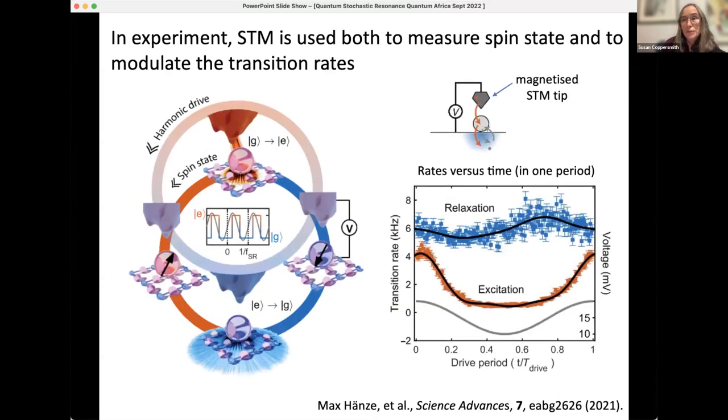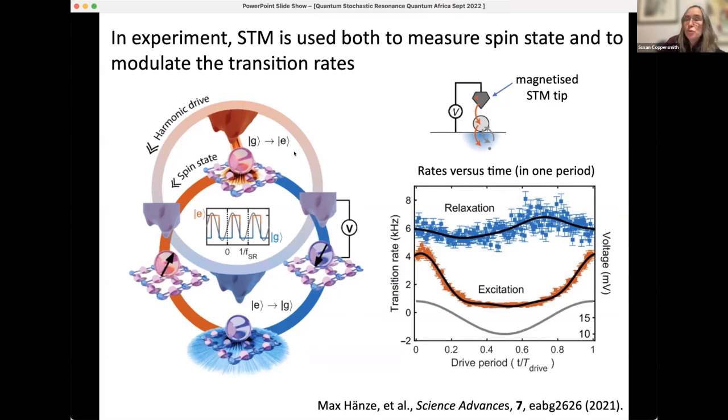So that led them to do this experiment. Here's the idea. Again, what you've got is this tip. You apply this voltage. The tip is magnetized, and it stays magnetized the whole time. You apply this voltage, you measure the current. You modulate the voltage, and that does two things. One of which is it changes the transition rate, so it modulates the probability of making these transitions. The other thing is that you're still applying the voltage, and so you can measure the conductance all through this process.